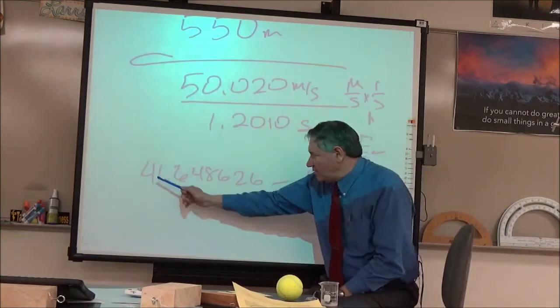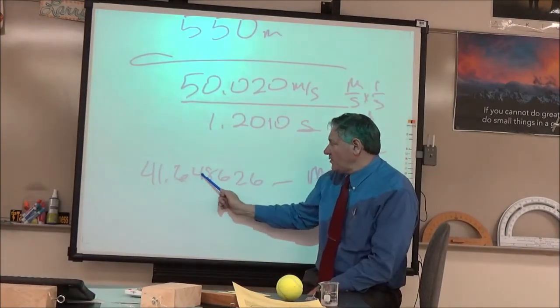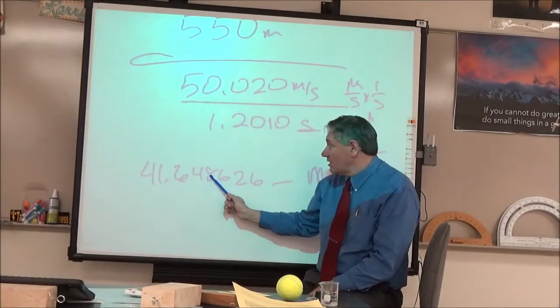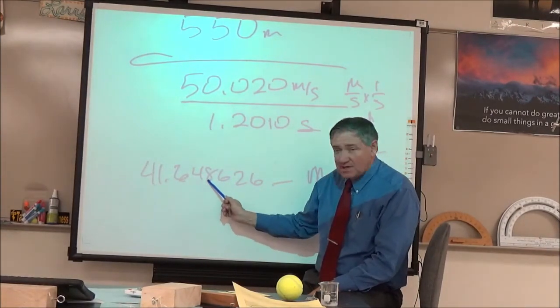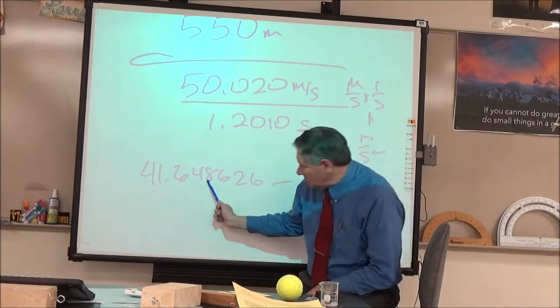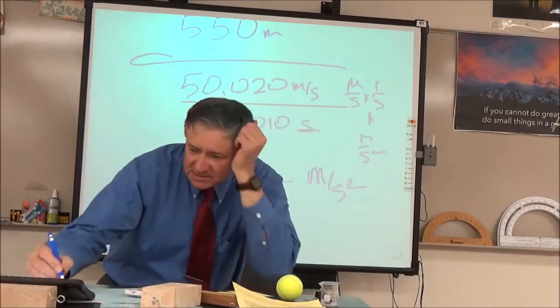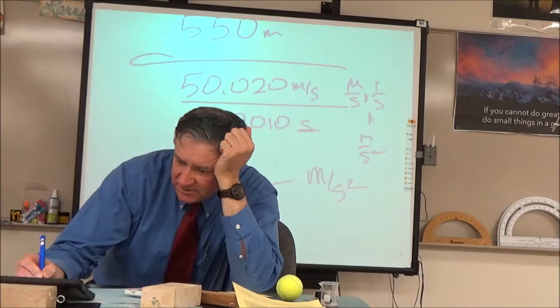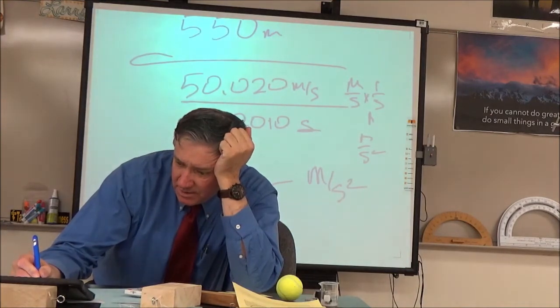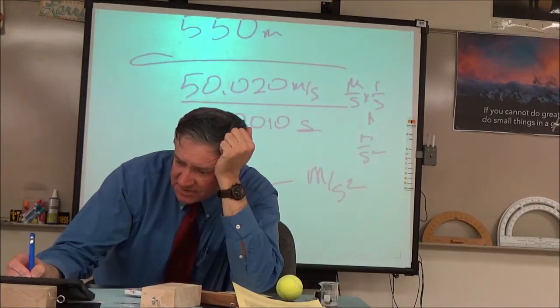So this is going to be 1, 2, 3, 4, 5. Okay? So since this is a 6, what's that number going to become? A 9. So that answer is going to be 41.649 meters per second squared.